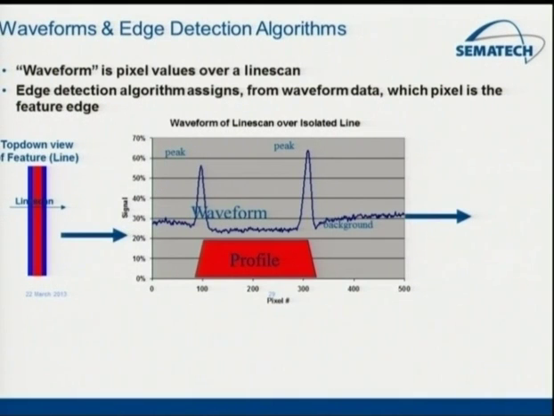And I talked about waveform in the prior slide. Again, as you scan the electron beam across the feature, it generates the increased signal. And basically, all the CD-SEM is trying to figure out is the difference between these two peaks.